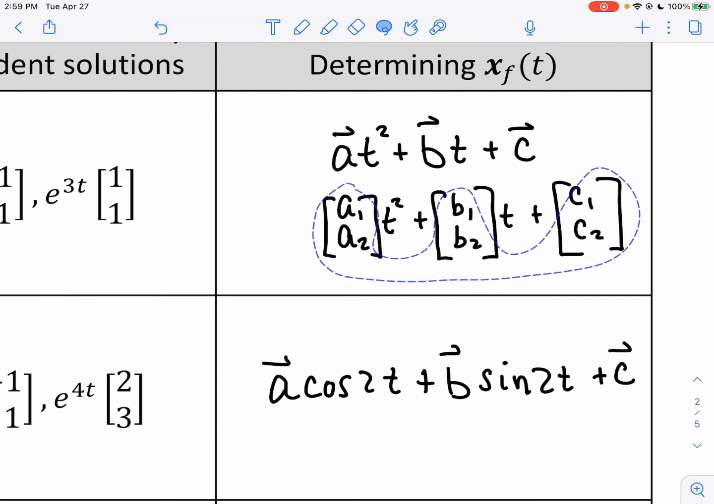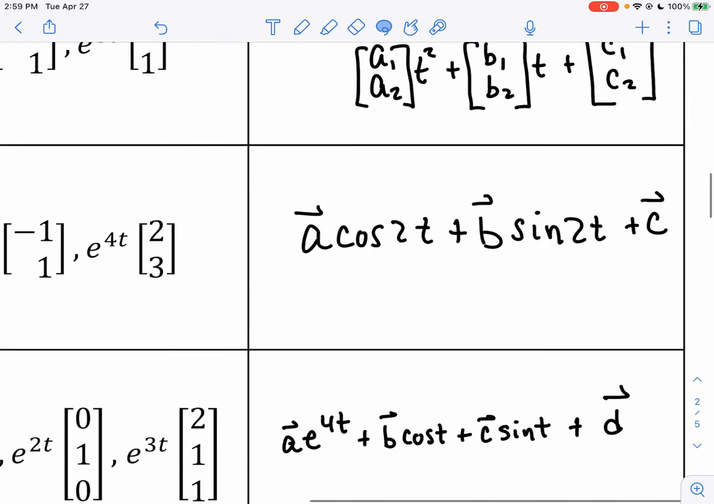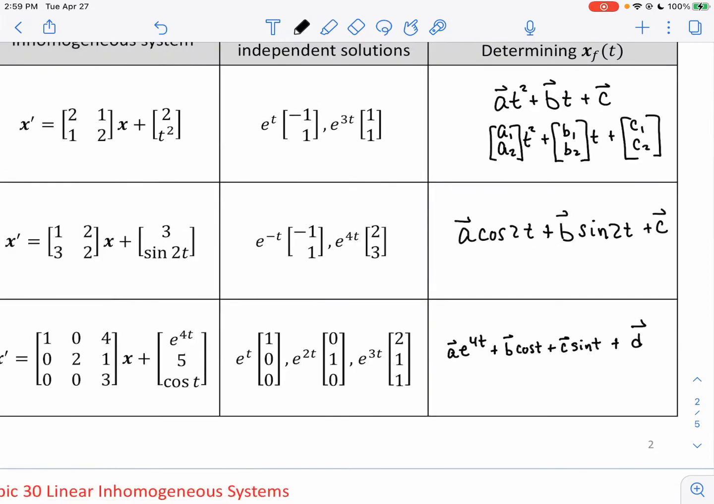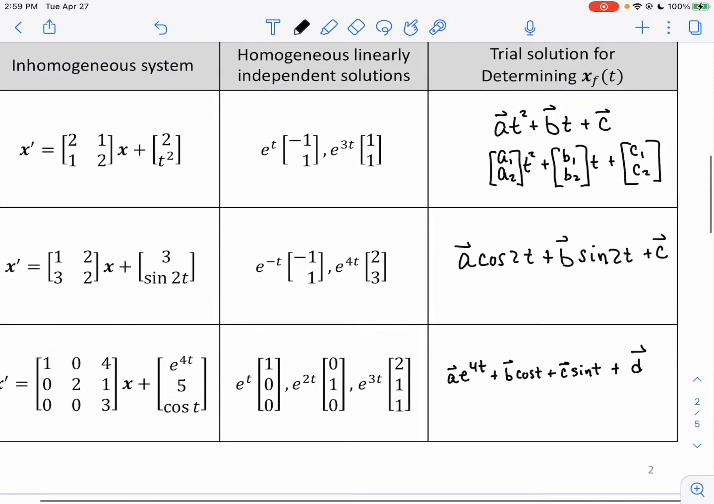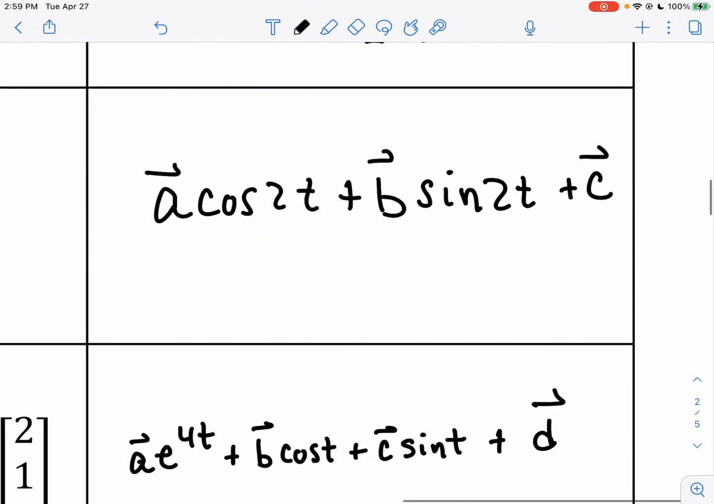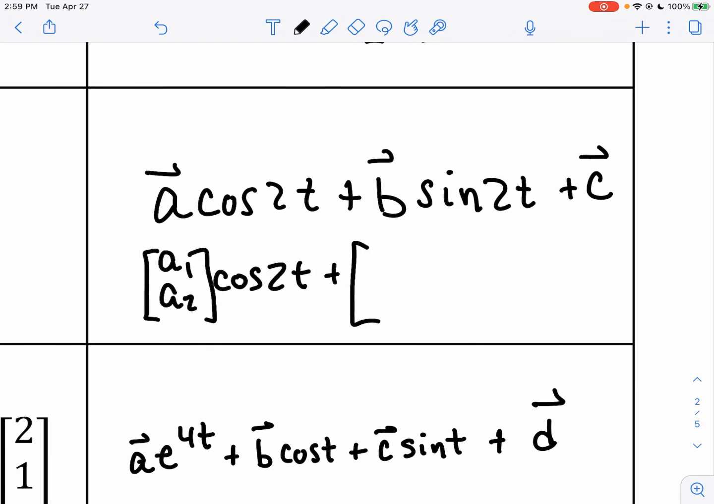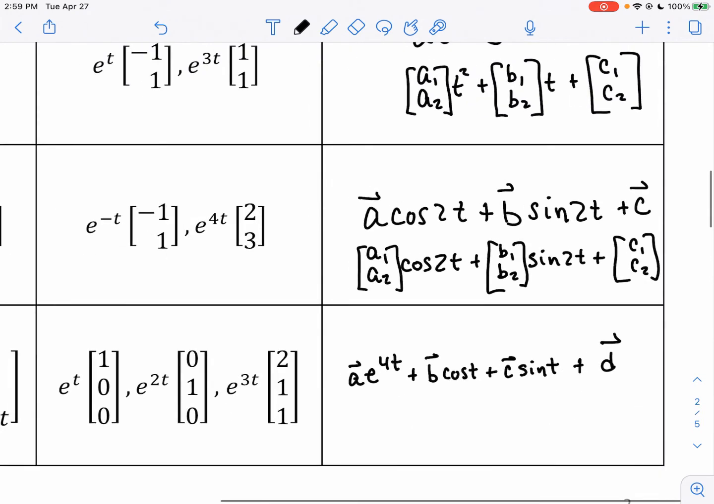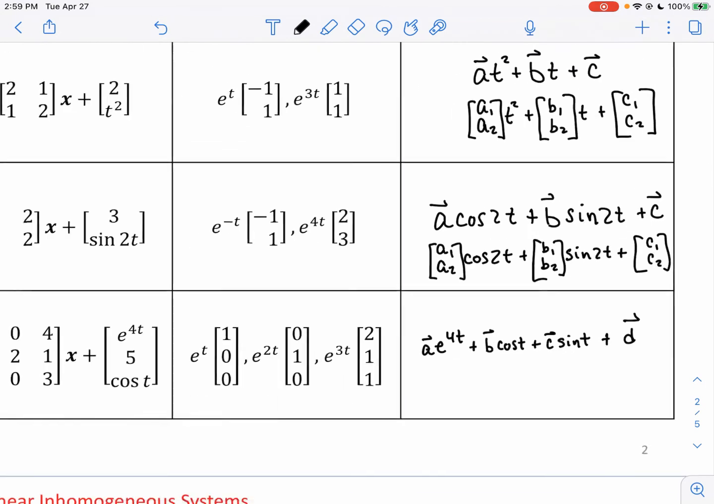A1, A2, B1, B2, C1, and C2. In this second case here, again, this is a 2x2 system, so each of these vectors A, B, and C are 2 by 1s. So again, this would be an A1, A2 times a cosine 2t plus a B1, B2 vector times sine 2t, and then plus a C1, C2 vector. We'd have, again, 6 unknowns to find, the A's, the B's, and the C's.